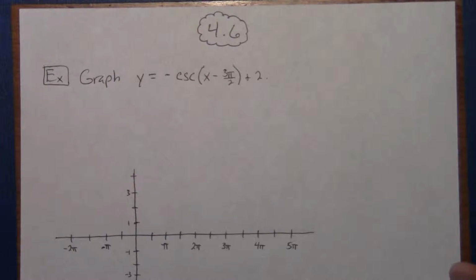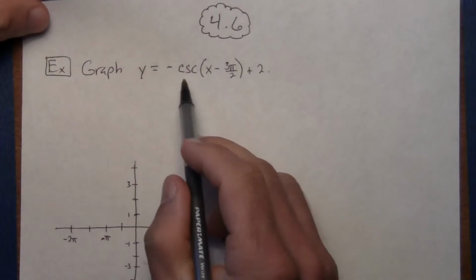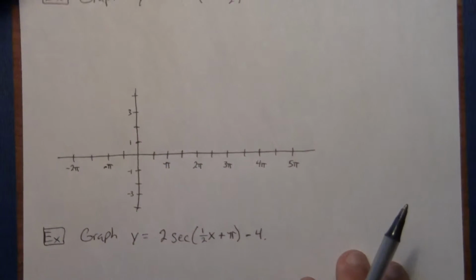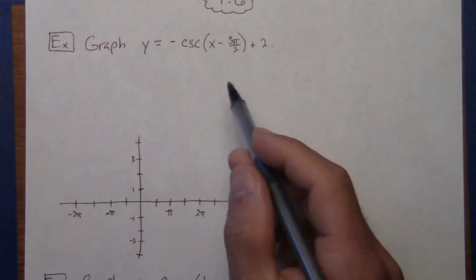Alright, for section 4.6 we are now graphing cosecants and secants and tangents and so on. So I'm going to do two like I did in 4.5 to help you out. I'm going to graph one cosecant function and one secant function. And I'm going to suggest that we start with this first one.